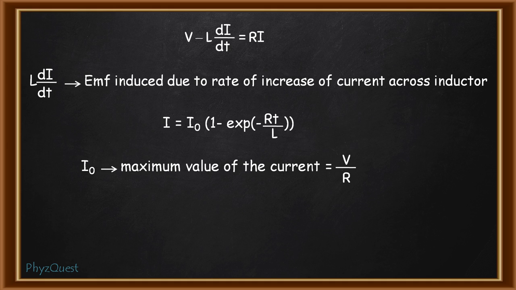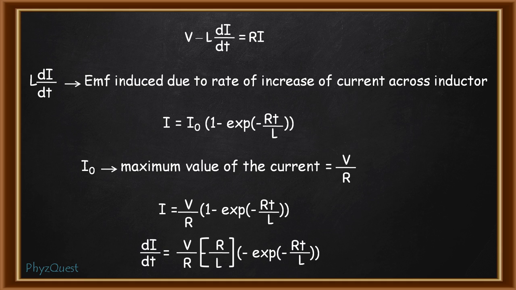So when the circuit is switched on, I is equal to V by R into 1 minus exponential of minus Rt by L. Now from this equation, you can get the rate of change of current as di by dt is equal to V by R, and the differentiation will take place for this. So it will be minus R by L, and this differentiation will give you minus exponential of minus Rt by L.